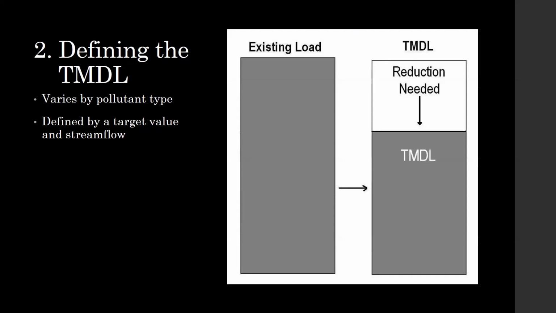So the second step is to define the total maximum daily load, or the allowable rate. The methods for this vary by pollutant type. However, it is always defined by the target values that are developed and stream flow.